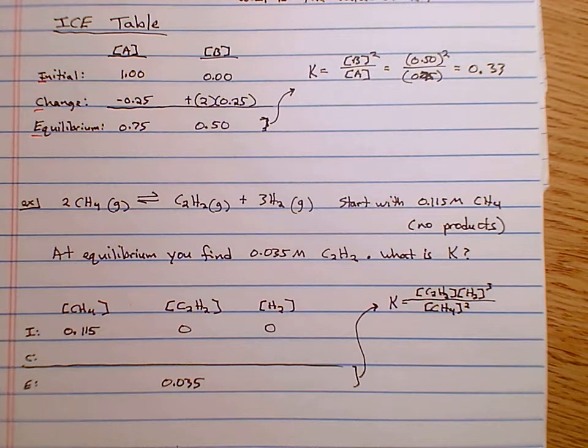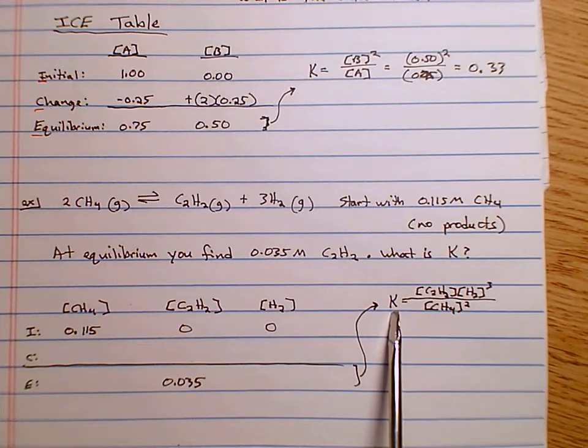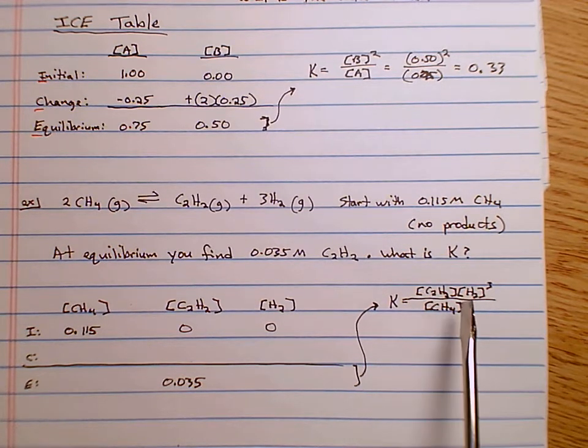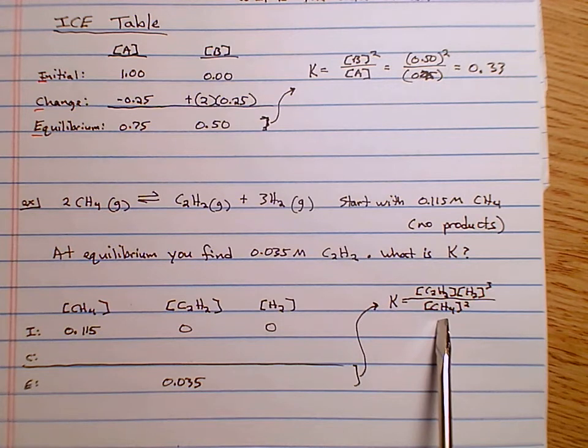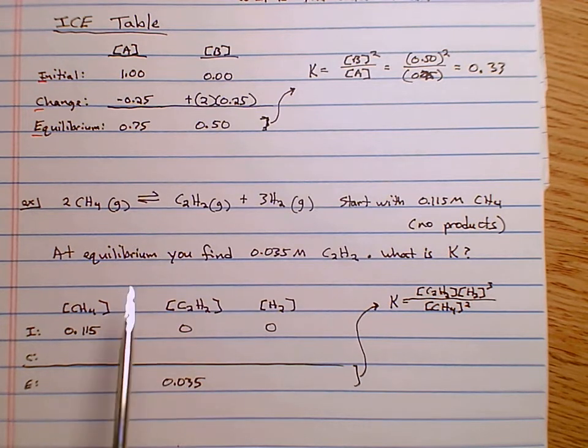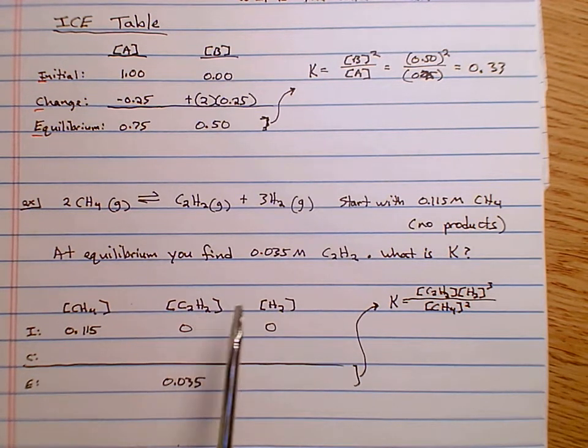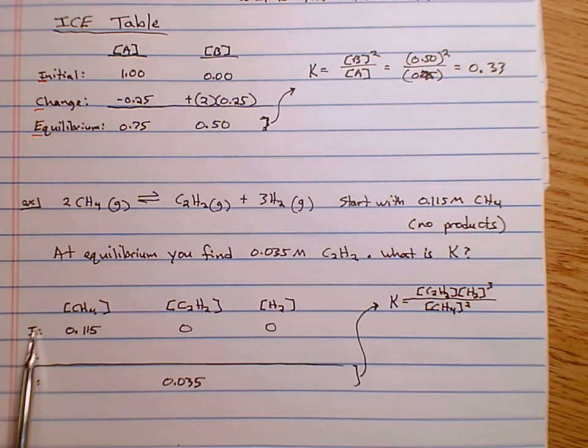Well, an ICE table is the easiest way to go here. We realize that we're going to need to write down our equilibrium constant expression and put in our concentrations to get K. We weren't given all of the concentrations. We were only given the concentration of one thing, CH4. Therefore, we're going to use an ICE table to get the other concentrations to plug in here. So here's our ICE table: our CH4, our C2H2, our H2. I like to draw a line.